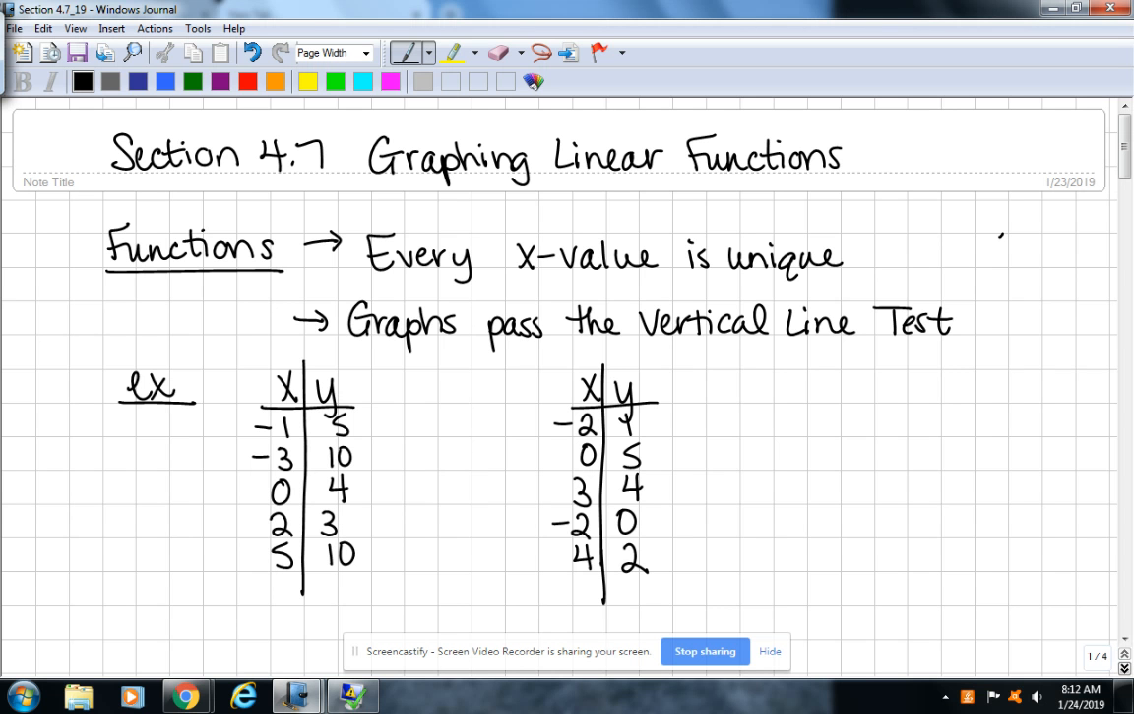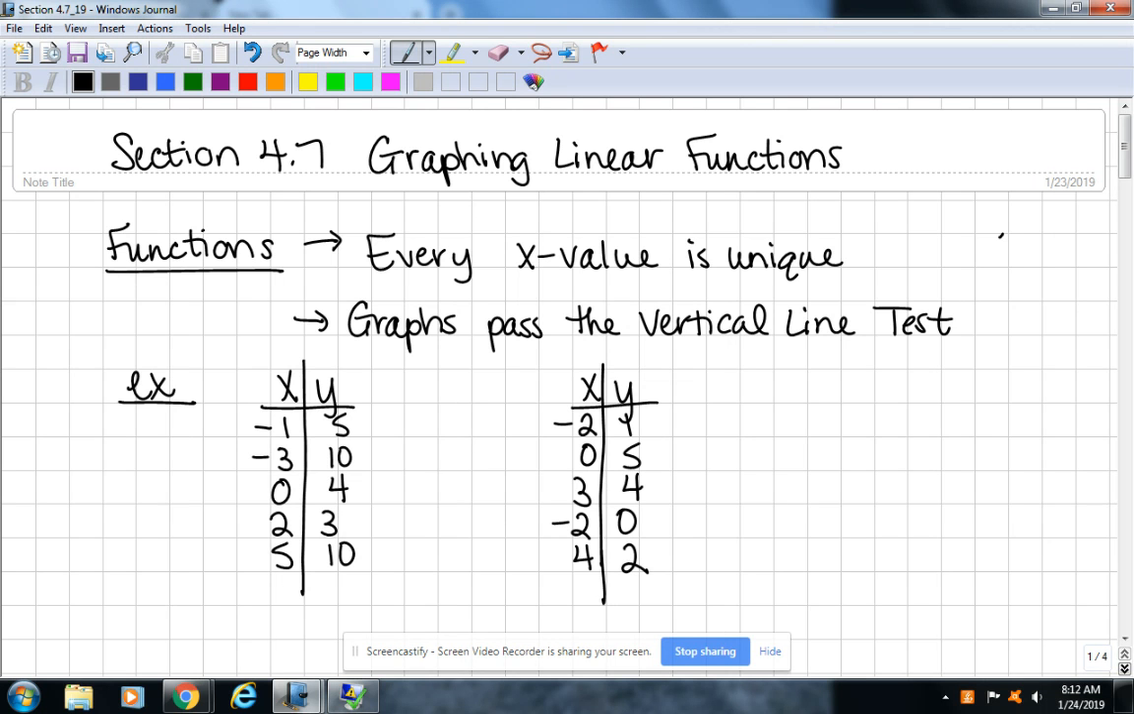A function is a pairing of ordered pairs where every x is unique. What does unique mean? There's only one. All the x values are unique. And if we're seeing the graph, that means they pass the vertical line test, which means anywhere you put a vertical line on that graph, you're only touching it in one place.